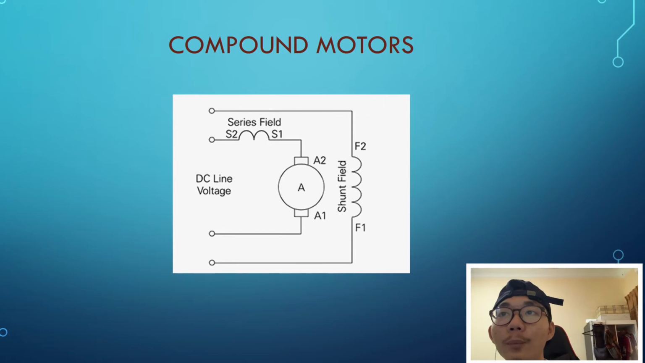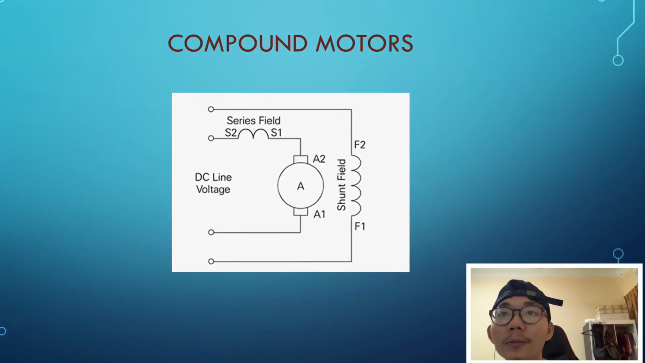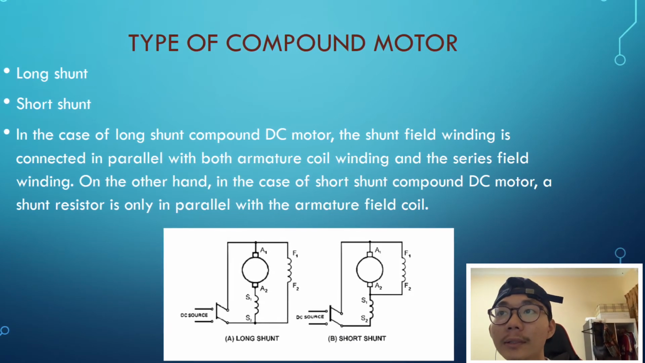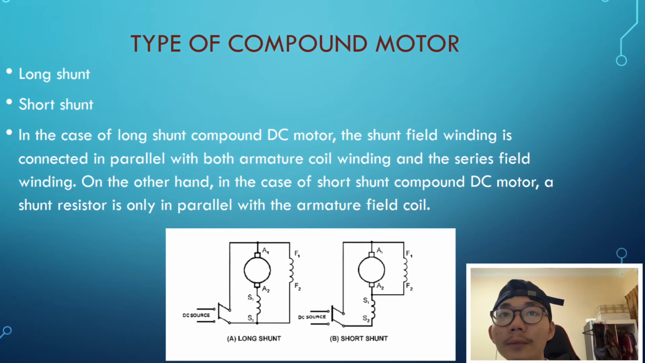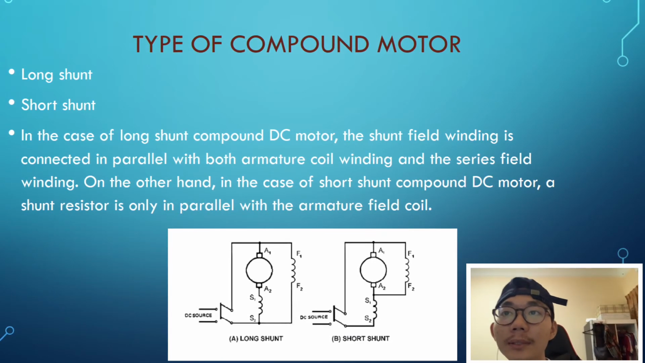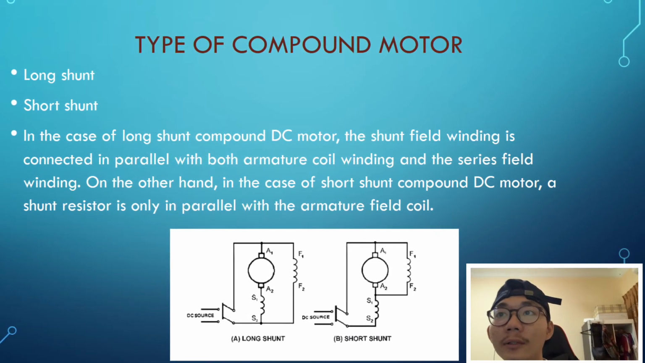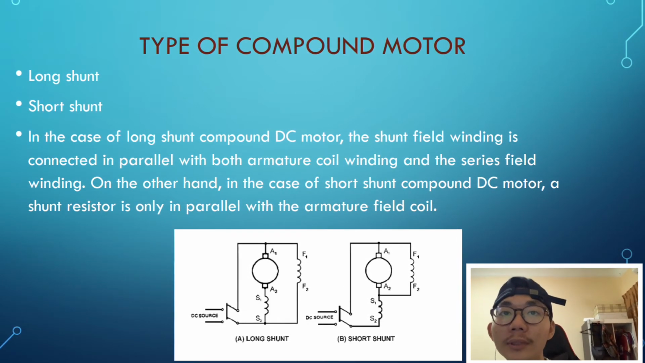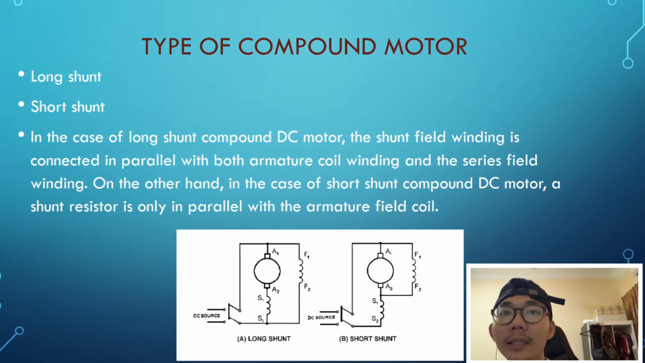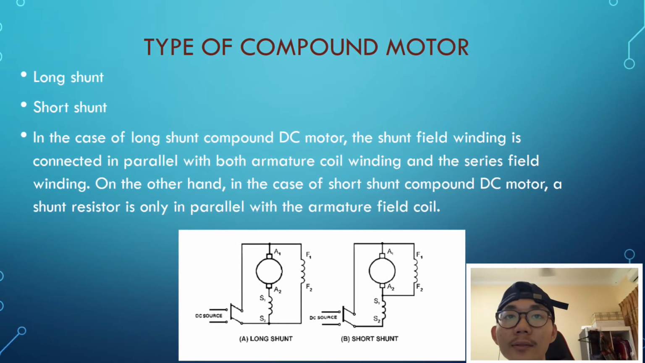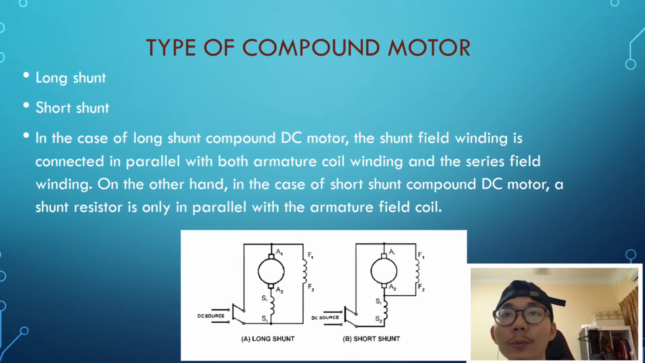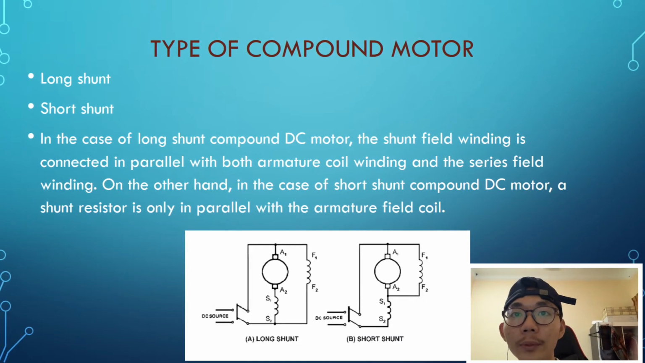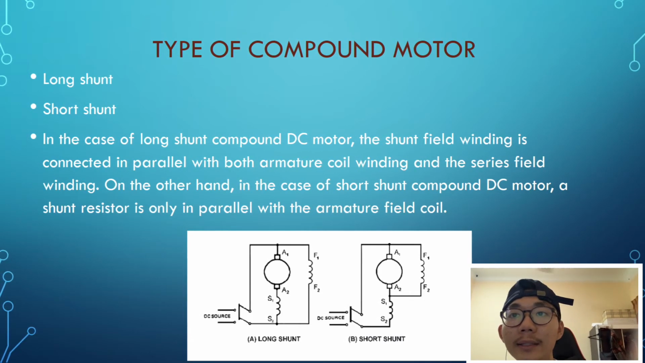The types of compound motor. There are two types of DC compound motor depending upon the connection of shunt field winding with armature winding and series winding. Those are the two types of compound motor. First is long shunt, second is short shunt. In the case of long shunt compound DC motor, the shunt field winding is connected in parallel with both armature winding and the series field winding.